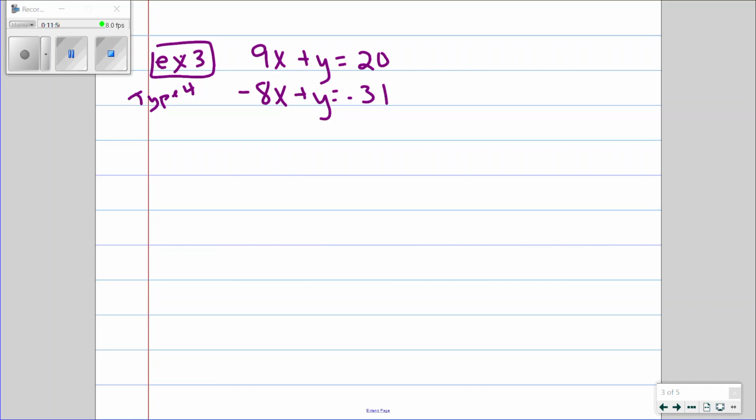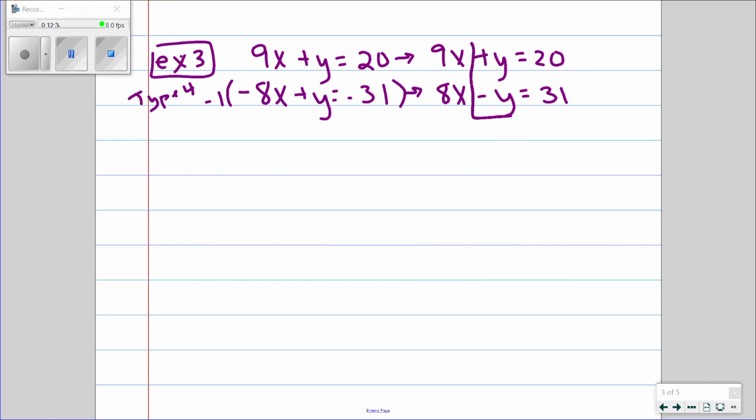That means all we need to do to solve this is multiply one equation by negative 1. If I multiply the second equation by negative 1, then that'll change those negative numbers to positive numbers. So instead of a negative 8x, now that becomes a positive 8x. The plus y becomes a minus y. And the negative 31 becomes positive 31. And then the first equation stays the same, 9x plus y equals 20.